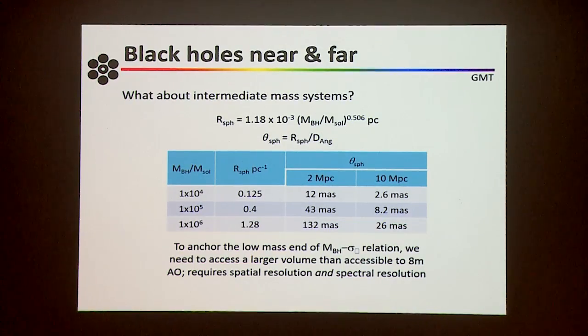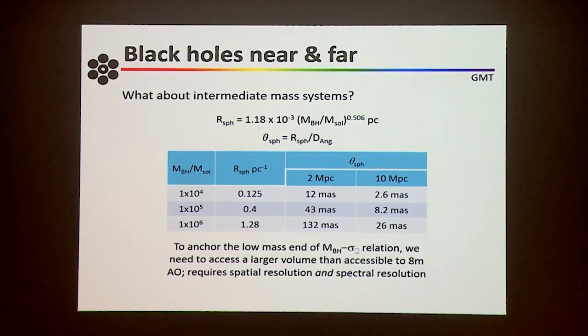Another question is, what about intermediate mass systems? So here's a little table showing the mass of the black hole, the radius of its sphere of influence at different distances, and what resolution this actually requires. And as you can see, at 2 megaparsecs, things are relatively easy. At 10 megaparsecs, it's beginning to get more challenging once you get down to the lowest mass black holes.